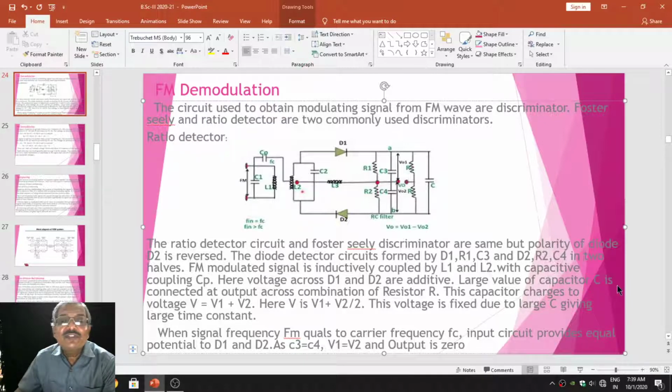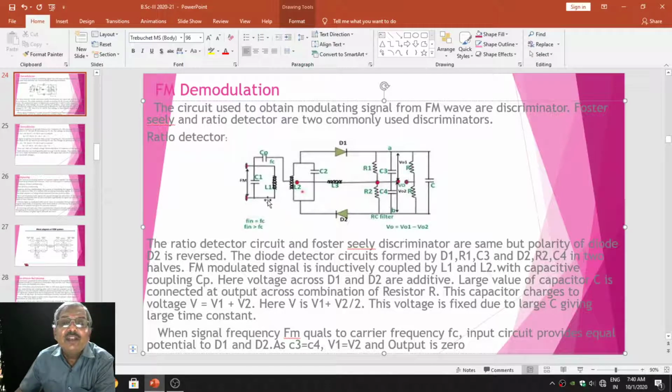A large value of capacitor C is connected at the output across the combination of R, which means this capacitor is connected in combination with R. This capacitor charges to the voltage V equal to V1 plus V2, where the voltage across R1 and the voltage across R2 are respectively called V1 and V2. Here V is (V1 plus V2) upon 2. This voltage is fixed due to the large value of C, giving a large time constant.